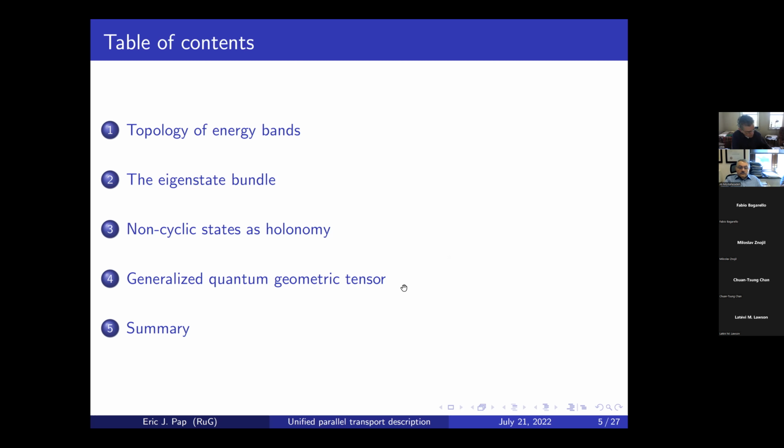And at the end, I want to end with a note on the quantum geometric tensor. I know some of you are working on this, and I really feel that this theory can help you, because we will find this eigenstate bundle will actually be a natural home for this tensor. Okay, let us then get started with the topology.